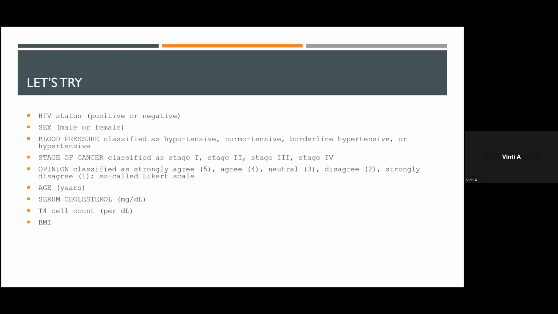If I measure opinion as strongly agree, agree, neutral, disagree, and I'm not assigning a number to it, then I can say ordinal. Otherwise, I can use it as an interval scale, because I don't have an arbitrary 0, but there is an equal distance. The distance between 4 and 5 is 1, between 3 and 4 is 1, between 2 and 3 is 1, and between 1 and 2 is 1. Because I'm assigning numbers, it is an interval scale.